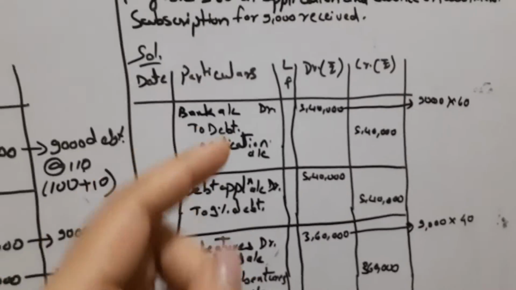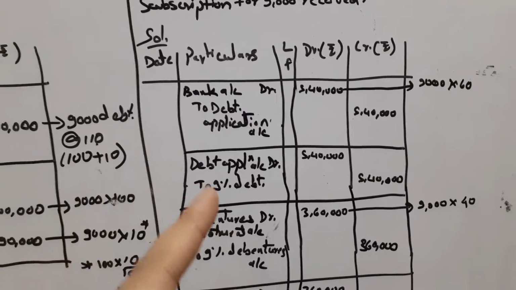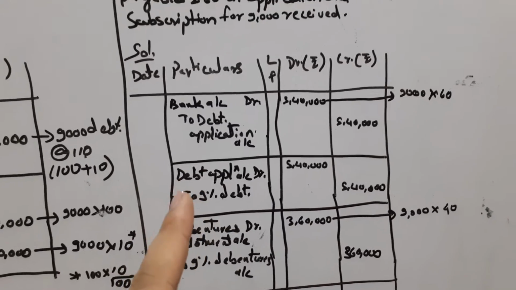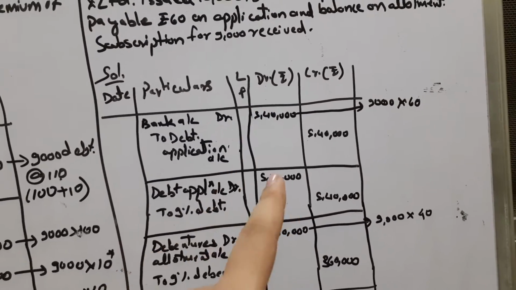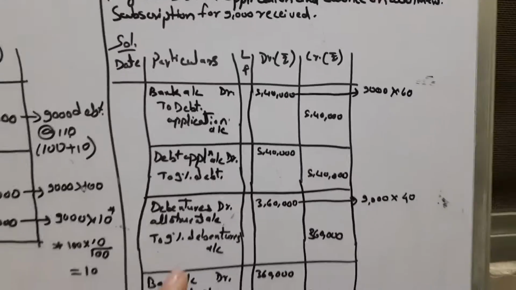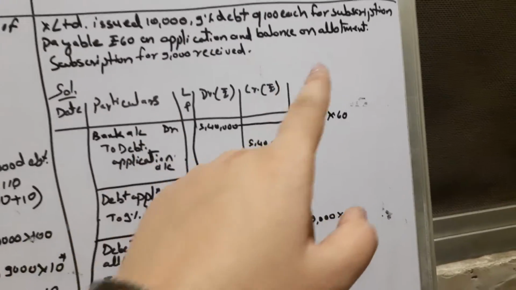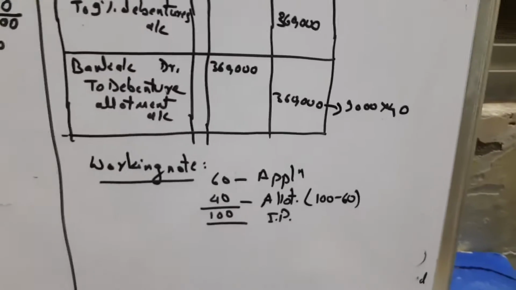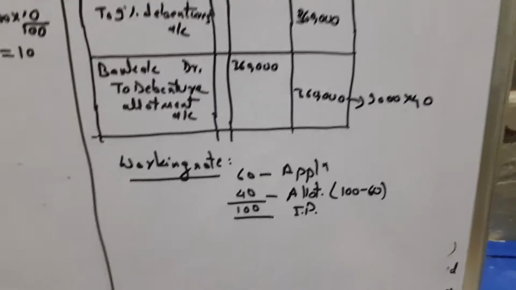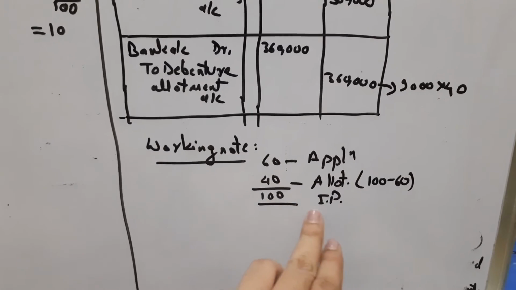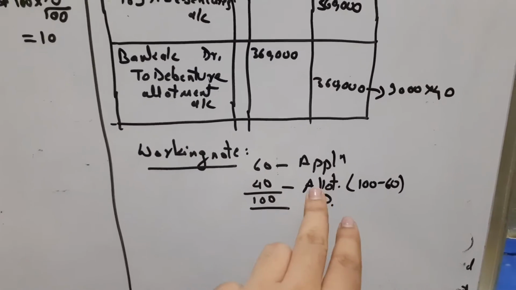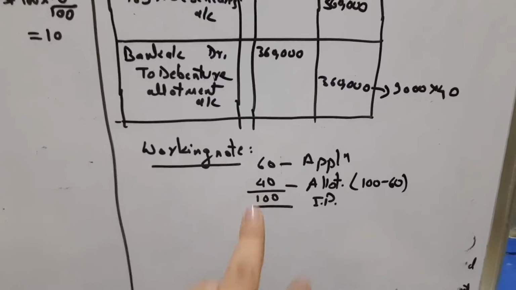Now look into the second entry. This was the first entry, the receipt entry, followed by the due entry, where debenture application account will be debited to 9% debenture account. The entire amount will be transferred here. Second entry, balance on allotment. So for your understanding, I have made a working note here. 60 rupees has been called on application and the total issue price is 100. So the balance amount is for allotment. 100 minus 60 is 40.